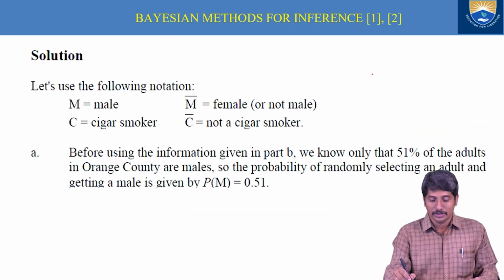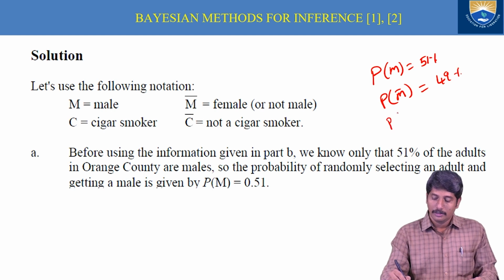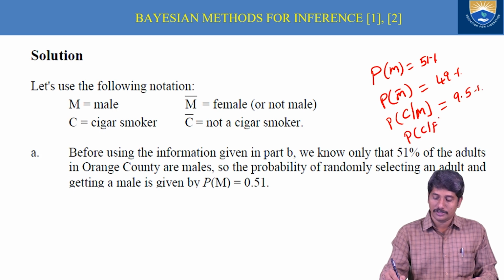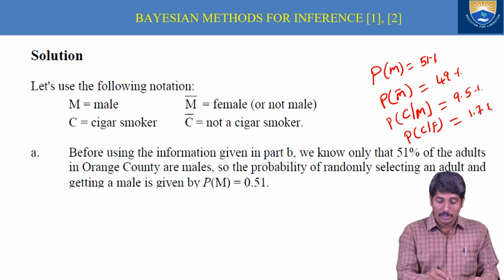Now we have this information. P of M is 51% and P of female, or M bar, is 49% in that county, Orange County. The probability of C given M, that is cigar smokers in males, is 9.5%, and the probability of C given female, that is cigar smokers in females, is 1.7%. That is what we have written.